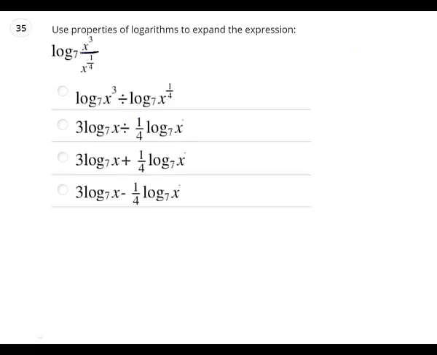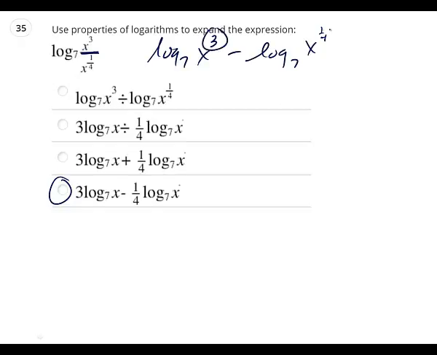What does division turn into? Look at your answers. Has to be that one, right? There's a lot of stuff in there to confuse you, but let's do the whole thing and make sure, just in case it isn't obvious. It might not be obvious on the test. So we've got log base 7 of x cubed minus log base 7 of x to the 1/4. And then where do these exponents go? In the front. So 3 log base 7 of x minus 1/4 log base 7 of x. So it's definitely the last answer choice.